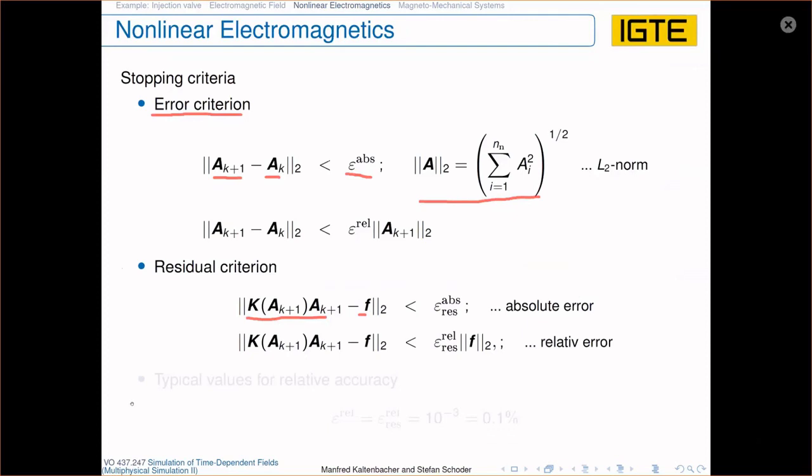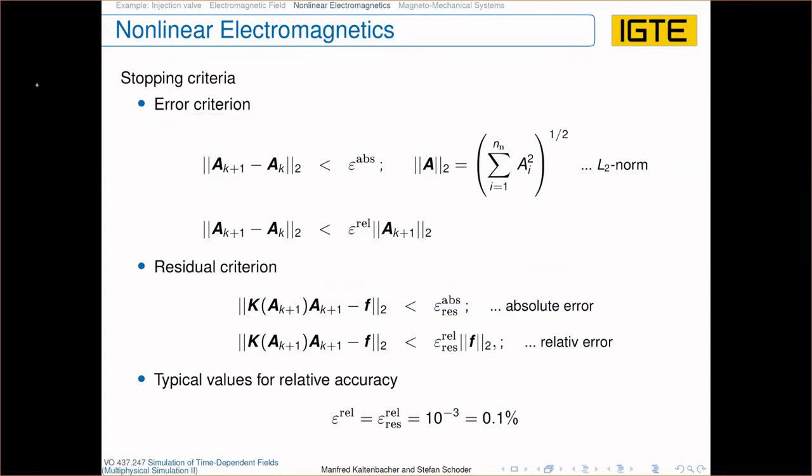So I advise always to use relative norms, and what I also advise is to check both norms within your implementation. Also choose some value for the relative accuracy that makes sense. A good value is 10 to the power of minus 3, which would mean you have an accuracy of about 0.1%.